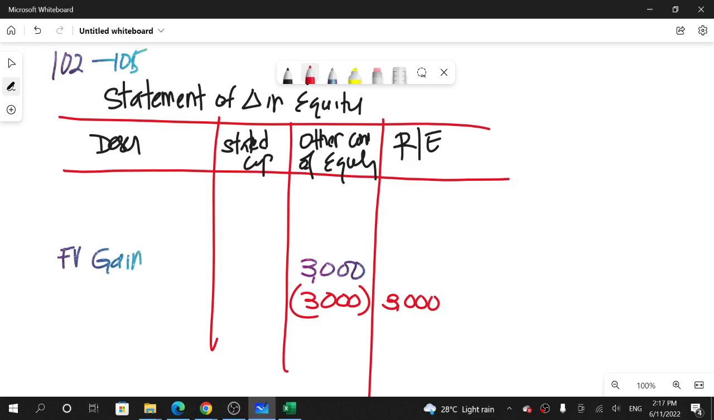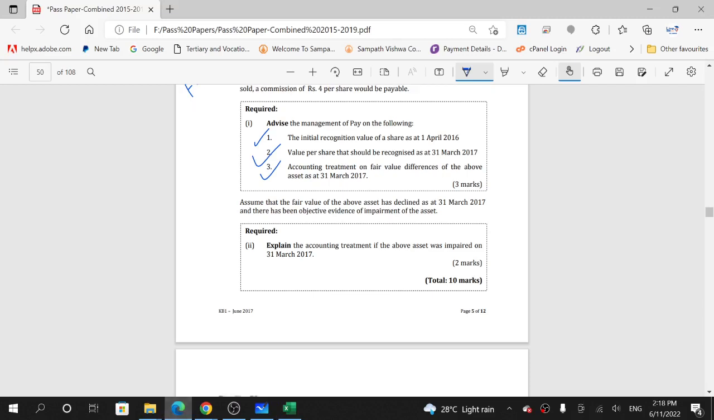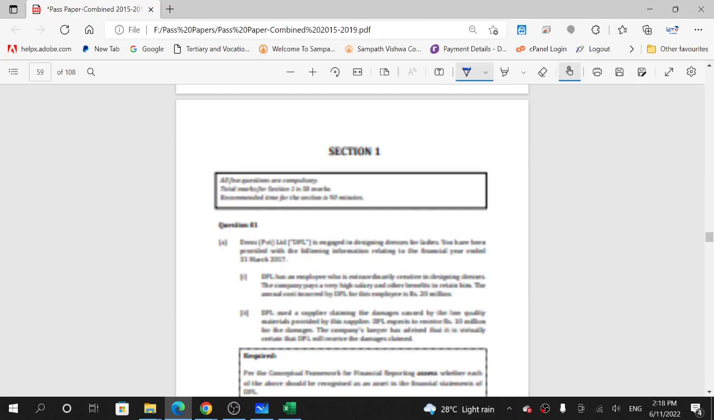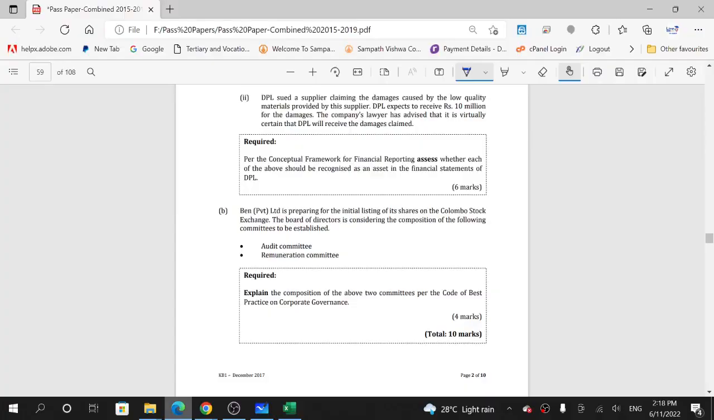Through the retained earnings. So this is how you need to recognize. Okay. Right. So we have done question number 3 in June 2017. We are not going to do the other part of that question. Okay, right. Then we'll move to December 2017, question number 2A.